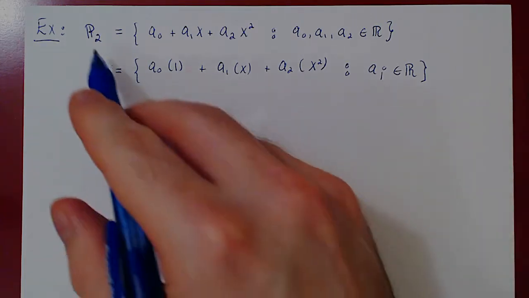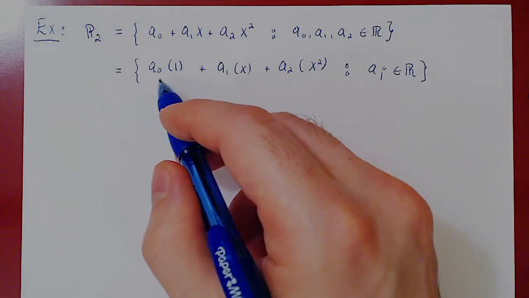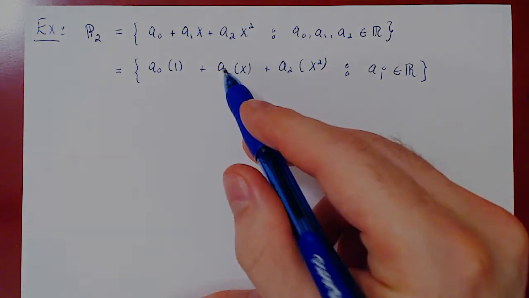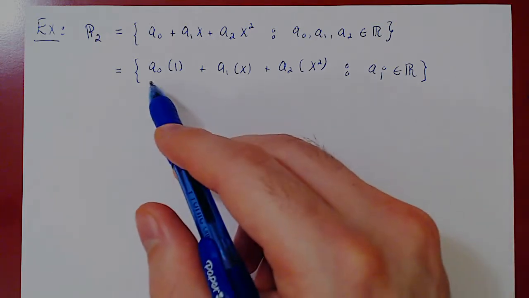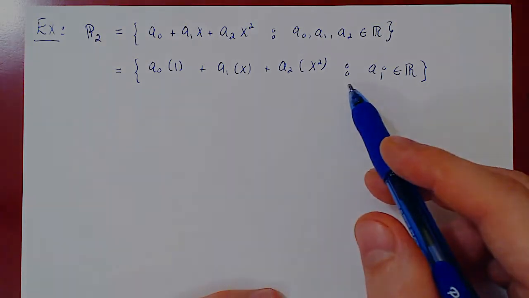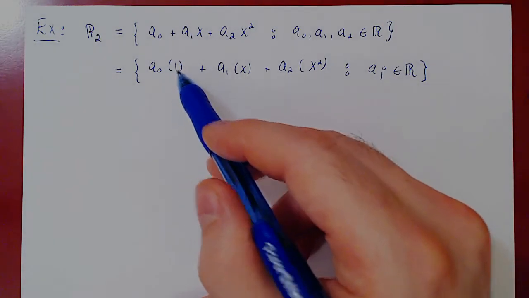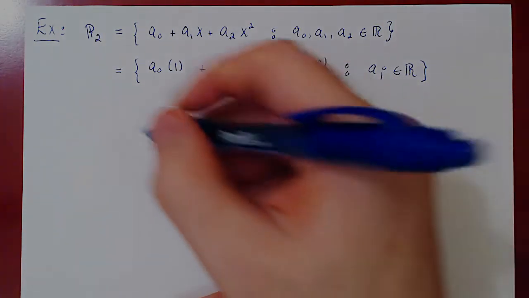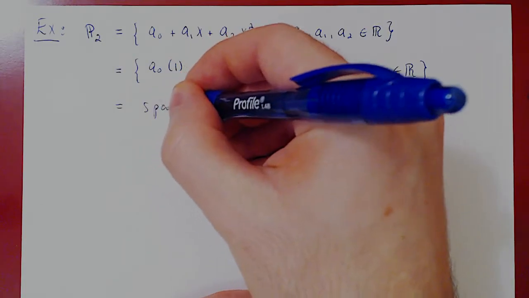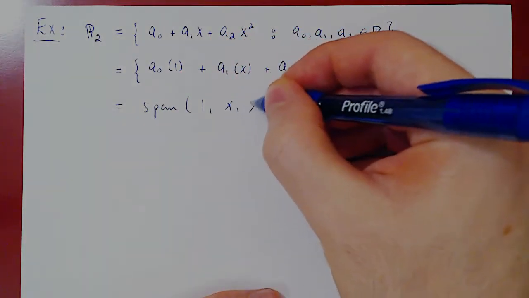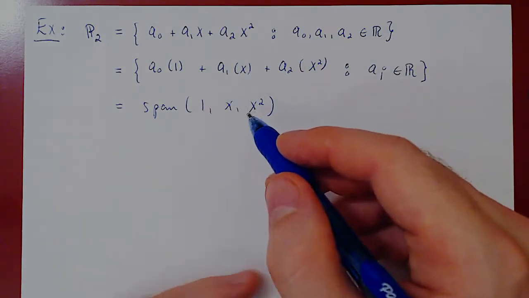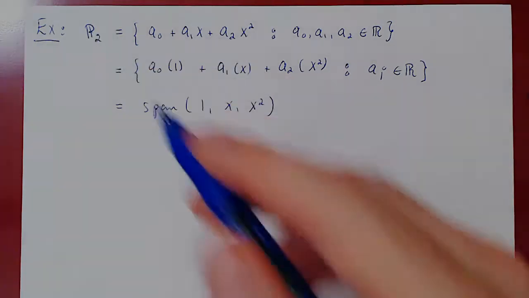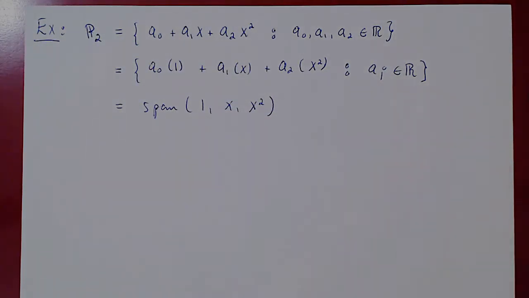But think of it. The space P2 is any multiple of 1 plus any multiple of x plus any multiple of x squared. So this is the set of all linear combinations of the elements 1, x, and x squared. This is by definition the span of 1, x, and x squared. And so you see that the vectors, the polynomials, 1, x, and x squared, form a basis of P2, or at least a set of generators. Let's prove that they actually also form a basis.